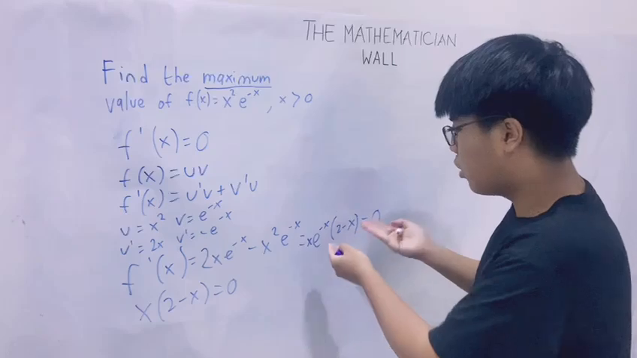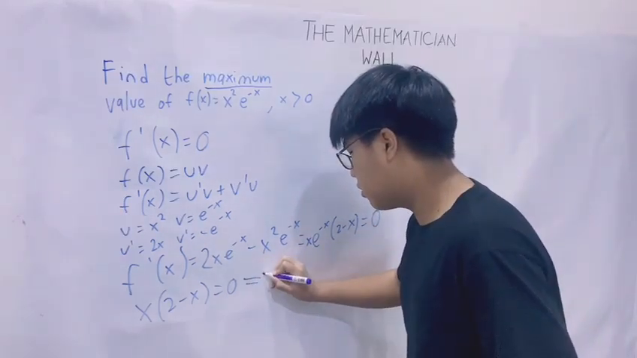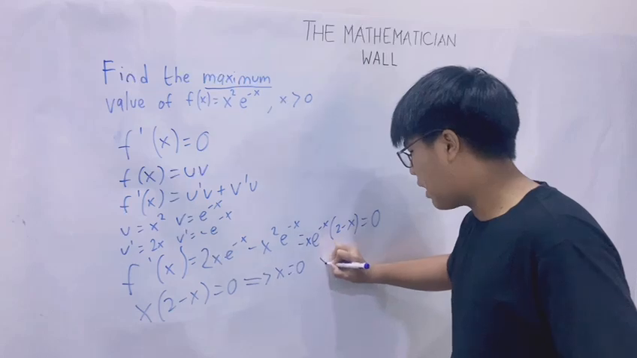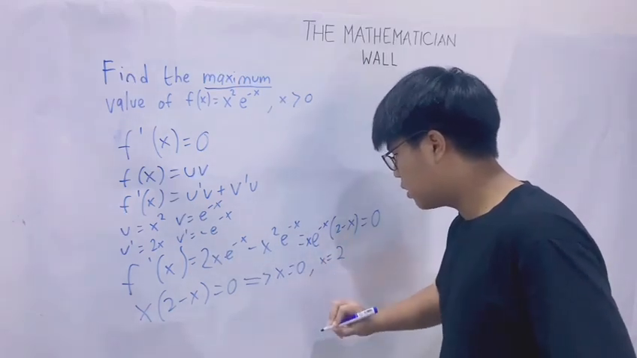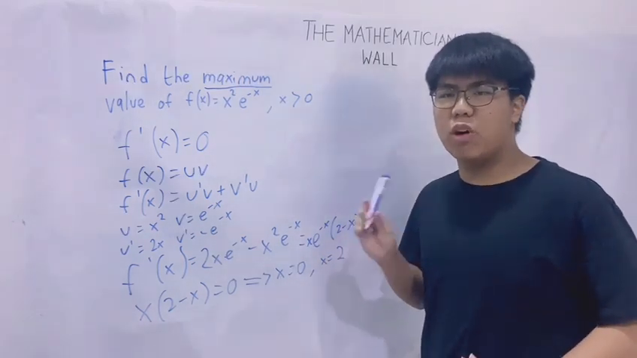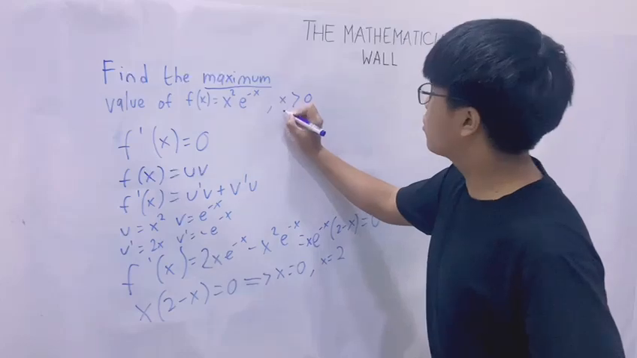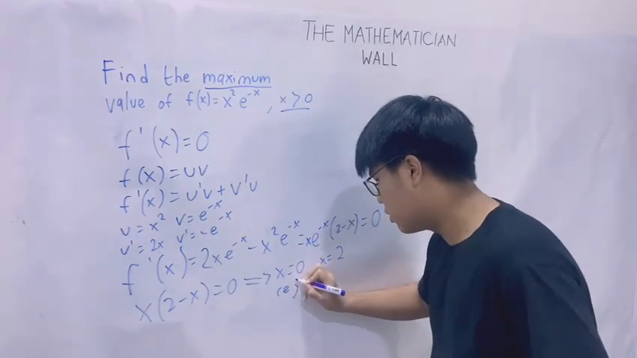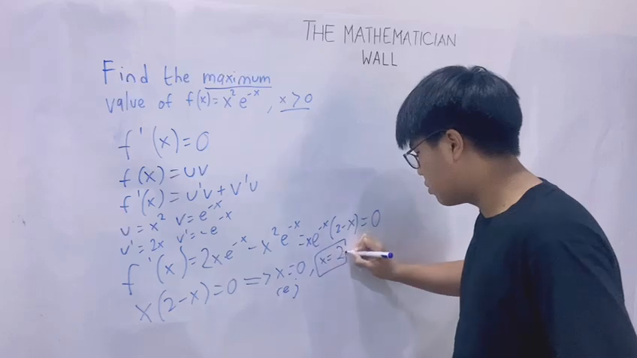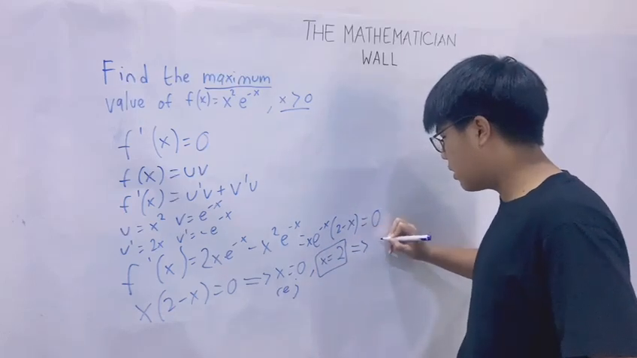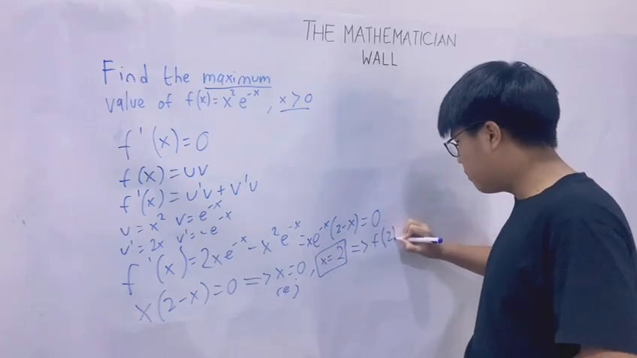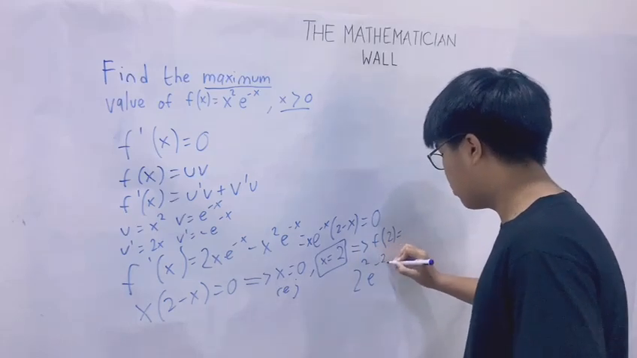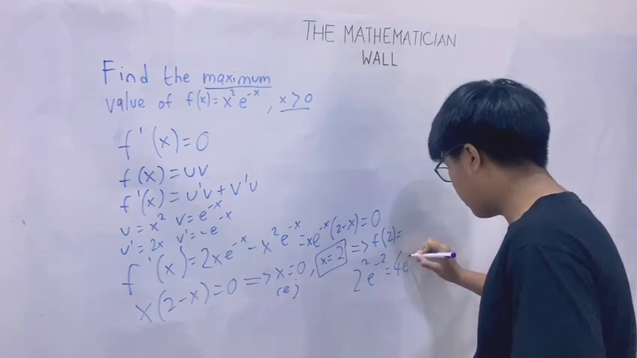So this is completely okay. This yields two solutions. x equals 0 or x equals 2. So the initial question states that x is greater than 0. Hence, we need to reject this solution and accept this solution, which then gives us f of 2 equals 2 squared e to the negative 2, which is 4e to the negative 2.